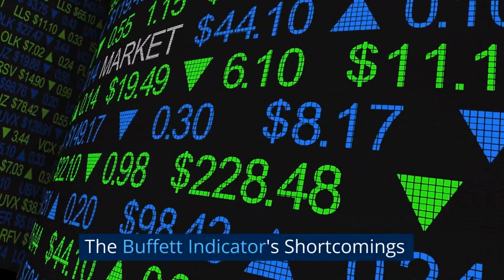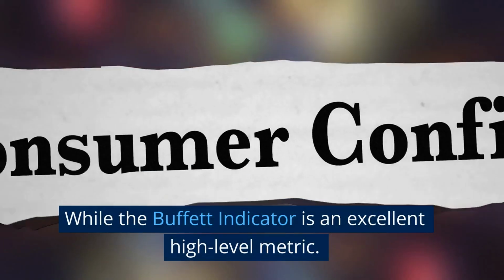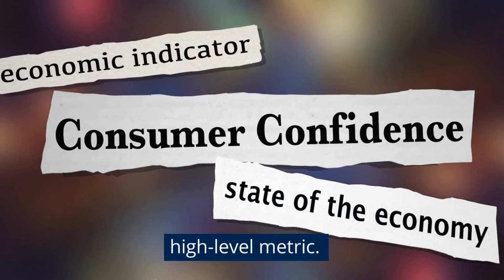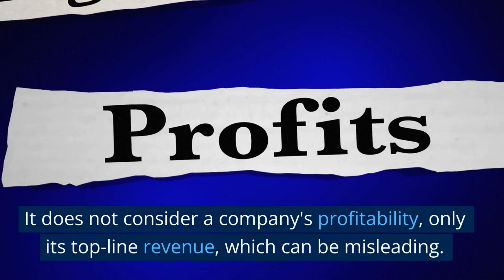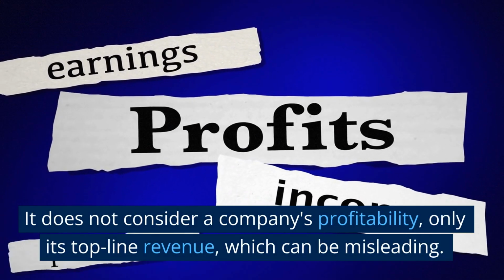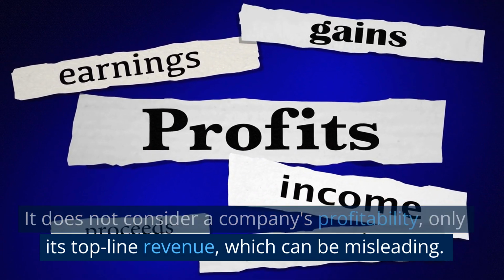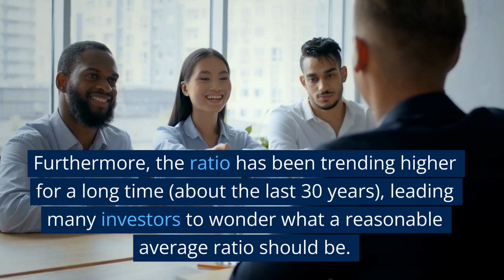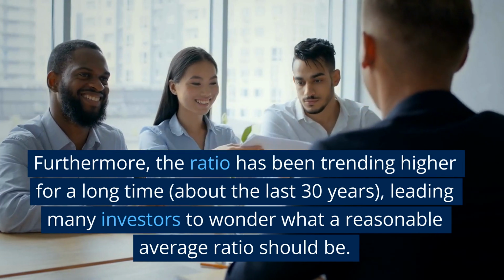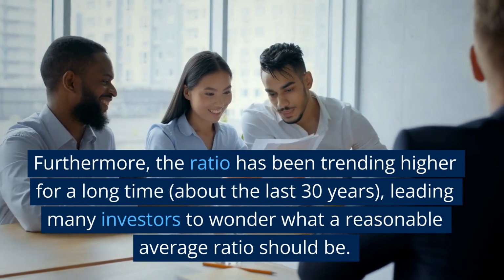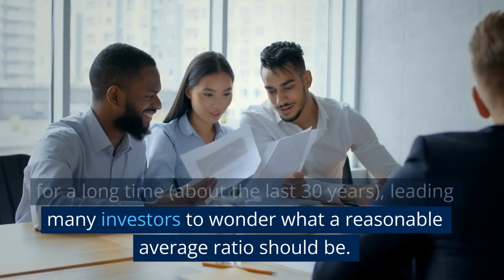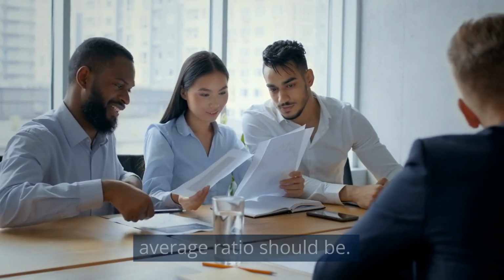The Buffett indicator's shortcomings. While the Buffett indicator is an excellent high-level metric, it does not consider a company's profitability, only its top-line revenue, which can be misleading. Furthermore, the ratio has been trending higher for a long time, about the last 30 years, leading many investors to wonder what a reasonable average ratio should be.